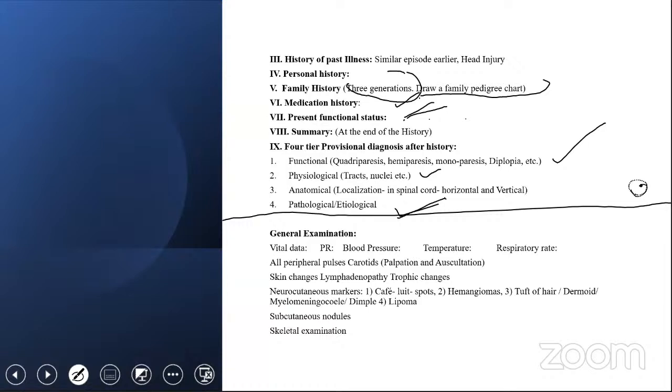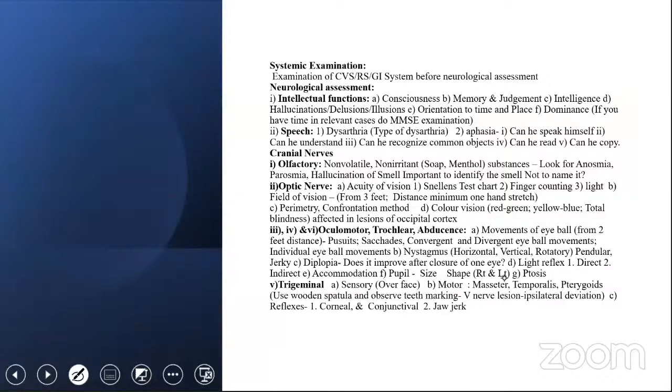So you have to take history, you have to elicit all the points I have mentioned here. Then you go to the general examination, you record the vital parameters: pulse rate, blood pressure, temperature, respiratory rate, peripheral pulses, skin changes, lymphadenopathy, trophic changes, neurocutaneous markers like café-au-lait spots, hemangiomas, tuft of hair, dermoid, myelomeningocele, dimples, lipomas, pilonidal sinus, etc., subcutaneous nodules, and skeletal examination and peripheral nerves. You can do it here or there.